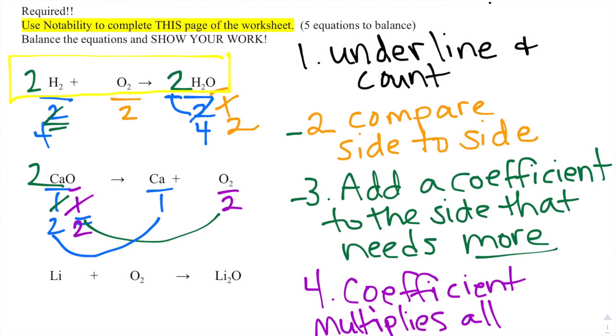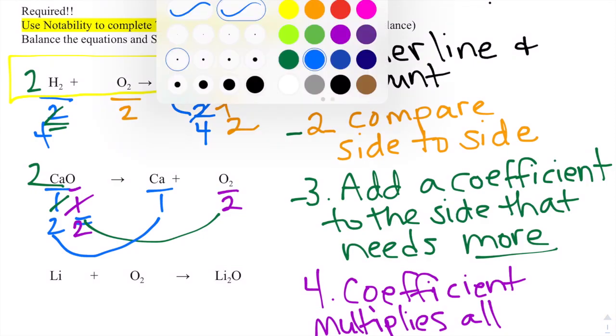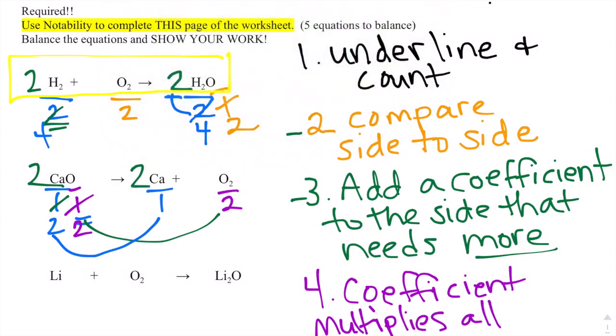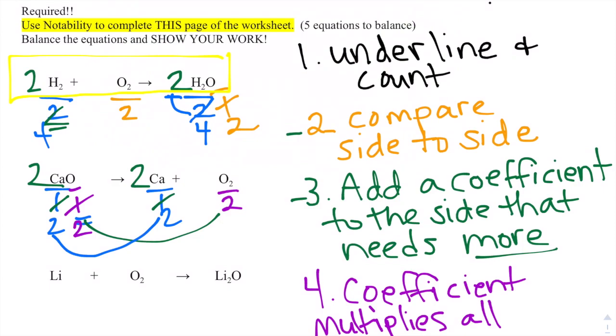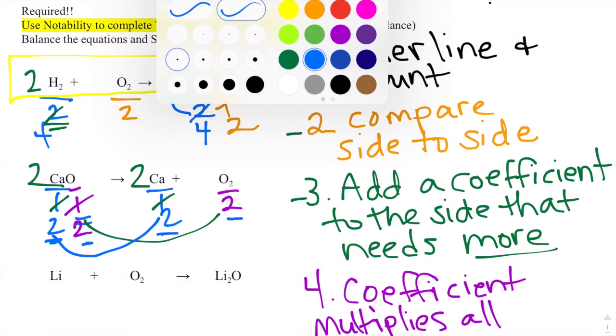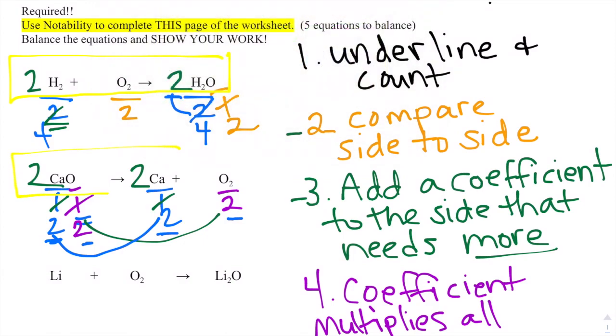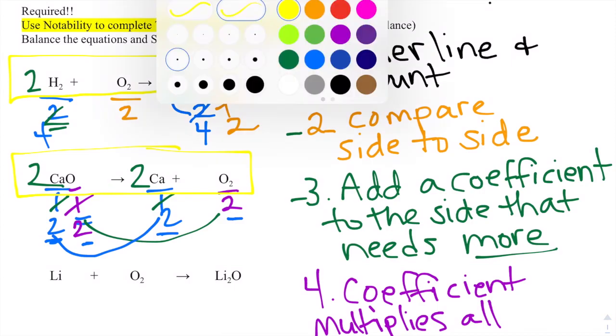So the one that needs more, I'm going to put a coefficient, the big 2 in front. 2 times 1 is 2 again. And so now they balance. The numbers below help me to see that they're balanced. 2 and 2, and then 2 and 2. But up above I see this is what I really need to see, is the coefficients in the right places. Let's try the next one.